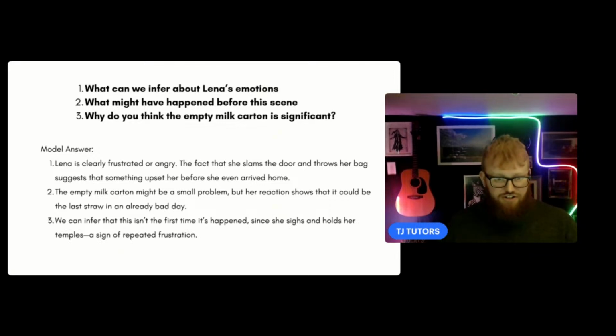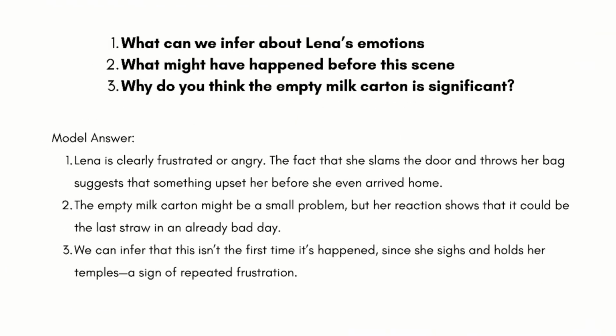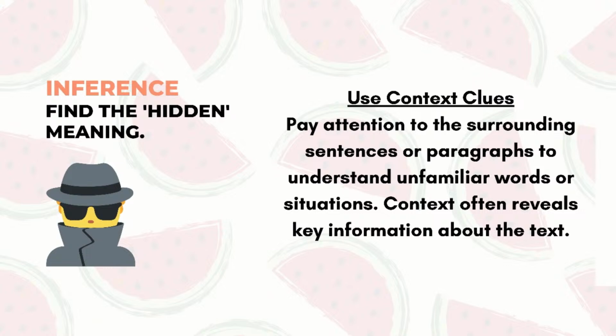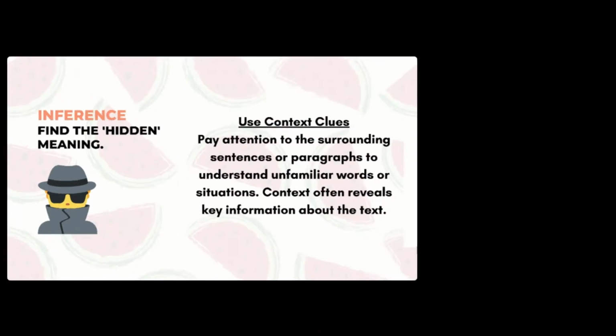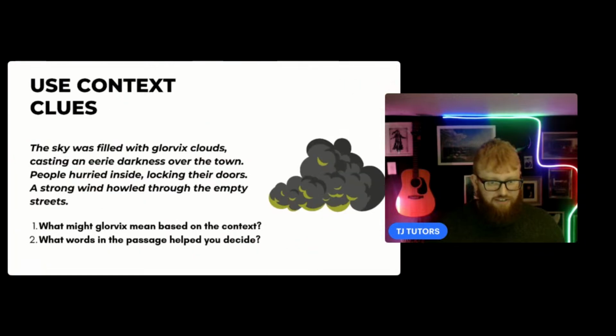Okay, so these are just some of the details here just to think about what we can infer. Now, let's jump back into our next skill: trying to use context clues. So paying attention to the surrounding sentences or the paragraphs to understand unfamiliar words or situations. Context often reveals key information about the text, okay?